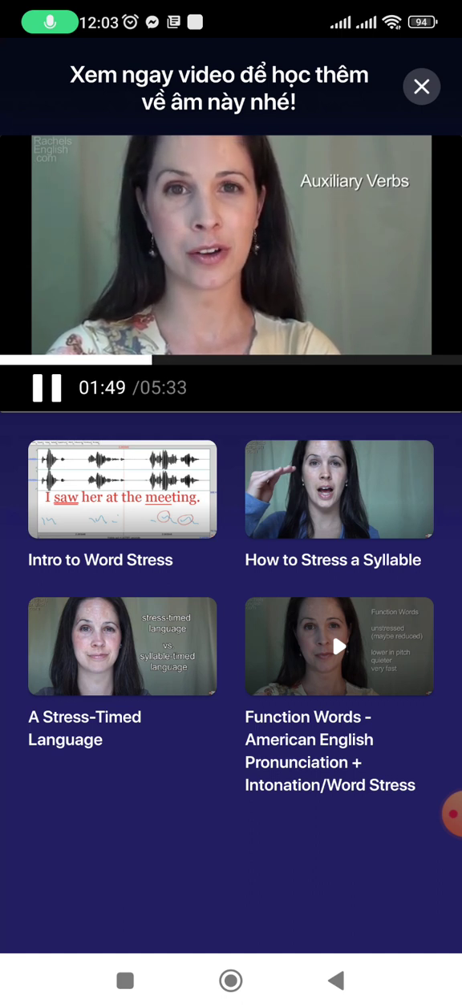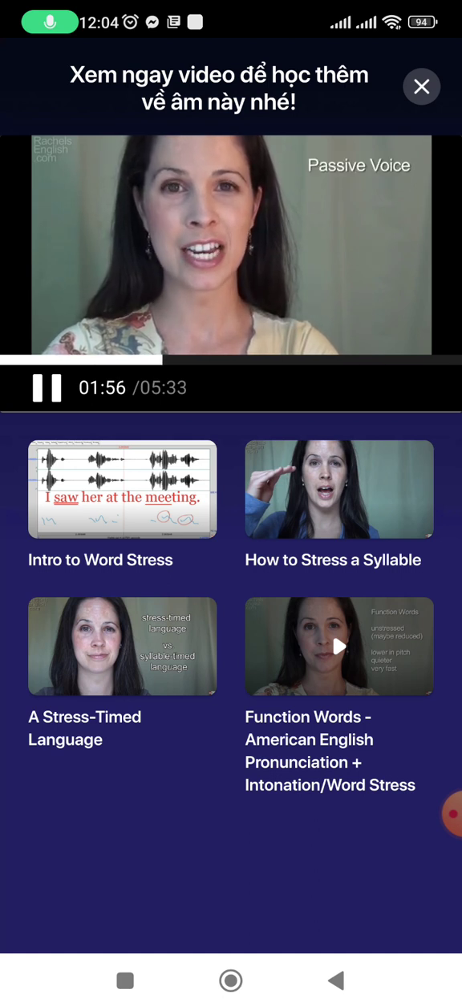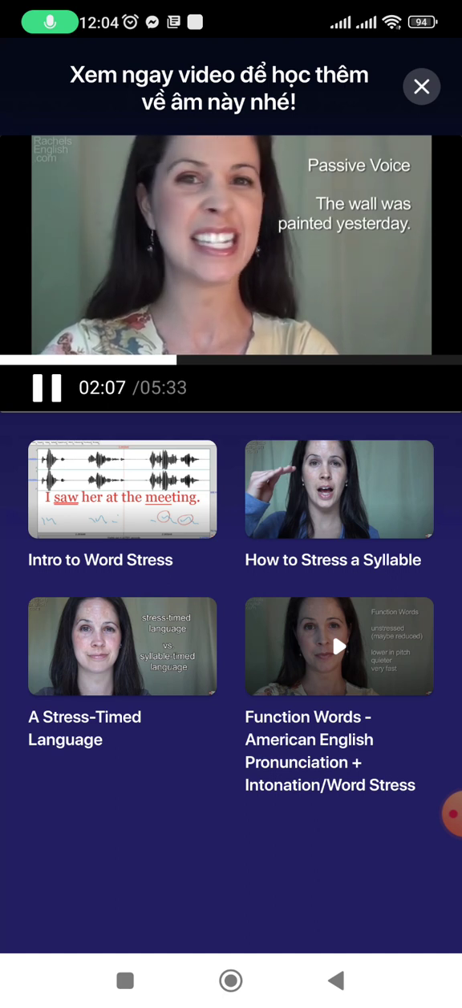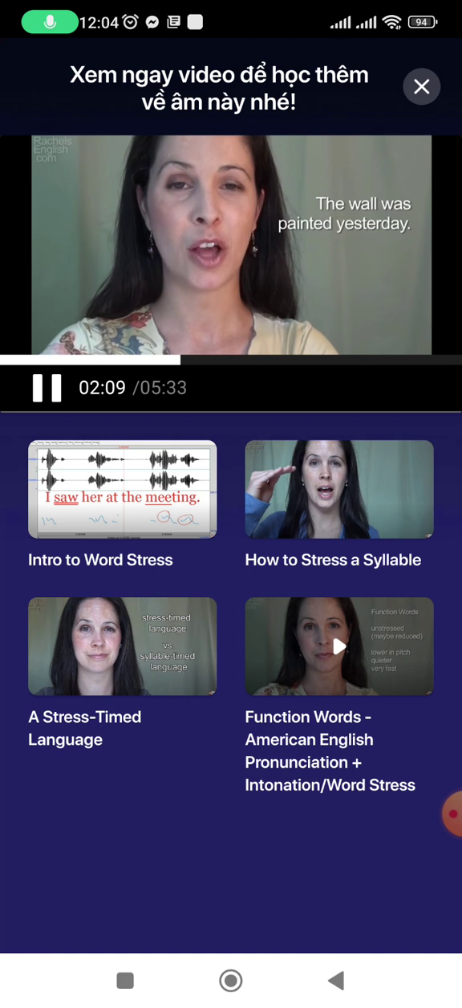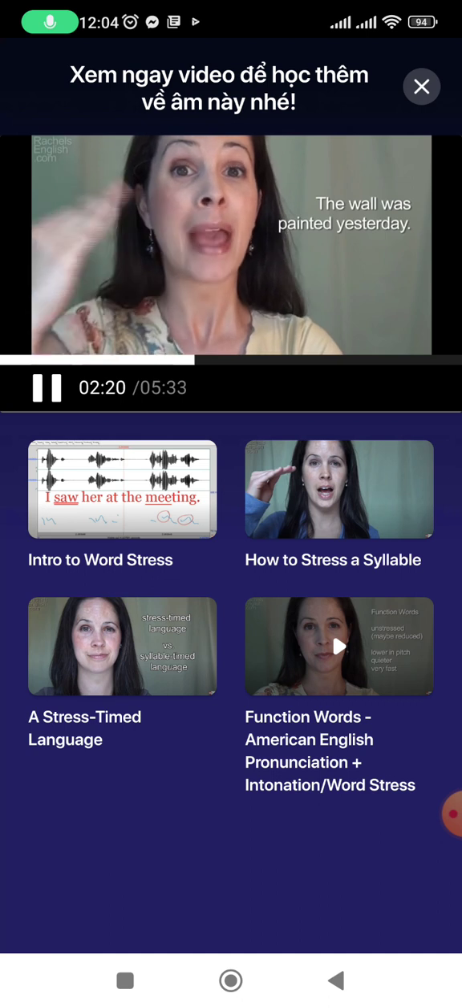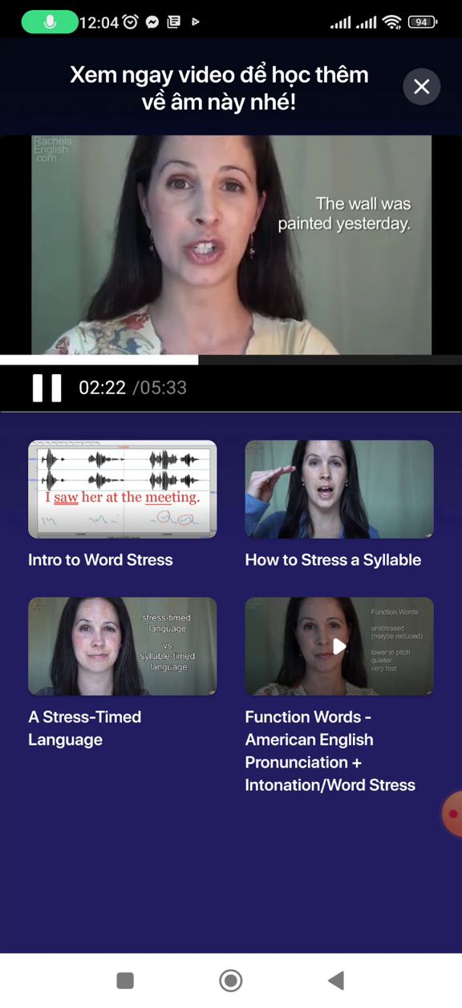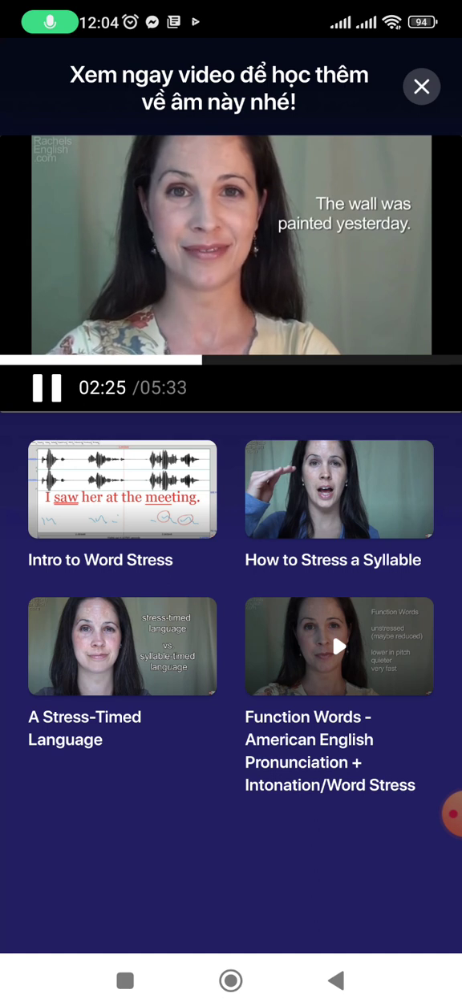Auxiliary verbs are function words. Auxiliary verbs are also called helping verbs, and in English grammar they are paired with main verbs. There are several kinds. First, the kind of auxiliary verb that helps to make the passive voice. For example, the sentence, the wall was painted yesterday. The wall was painted. It didn't paint anything. Passive. In this sentence, the word was is the auxiliary verb. The wall was painted, was painted. Do you see how it's lower in pitch? The wall was painted yesterday.